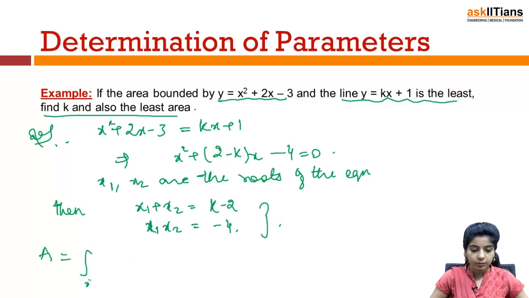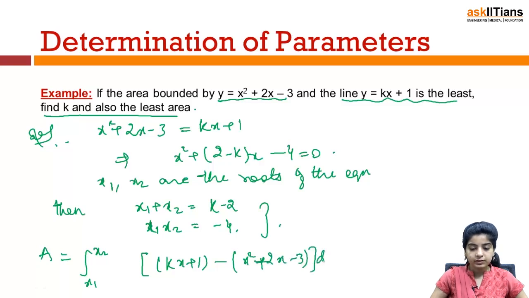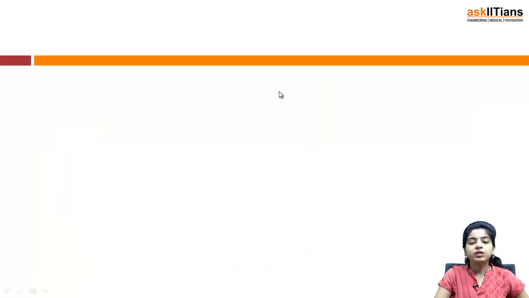Then area would be equal to integral from x1 to x2 of (kx plus 1) minus (x square plus 2x minus 3) dx. So basically area would be equal to integral of x1 to x2, area enclosed by this minus area enclosed by this. Now we just need to simplify this equation and we'll get the required answer.